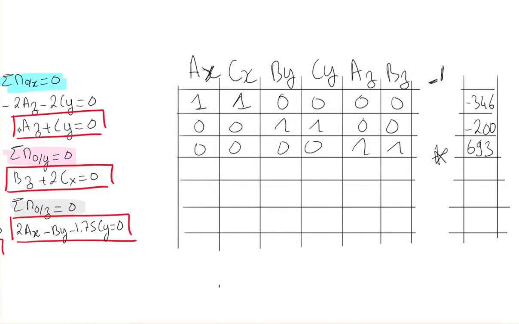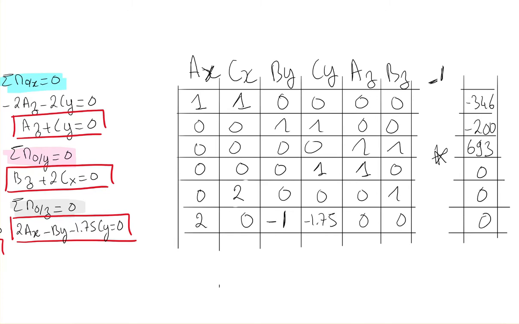Listen for the equations of moment. So we have 0 AX, 0 CX, 0 BY, 1 CY, 1 AZ, 0 equals 0. Then we have 0 AX, 0 BY. Oh no, we have 2 CX, sorry. 2 CX, and 0, 0, 1 is equal to 0 for this one. And here we have 2 AX, -1 BY, and -1.75 CY, and everything else is 0.